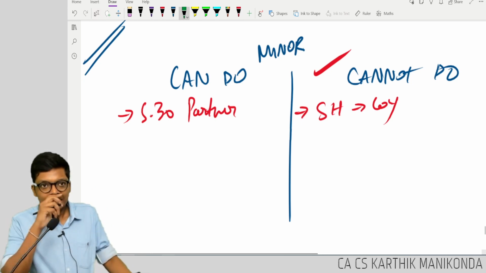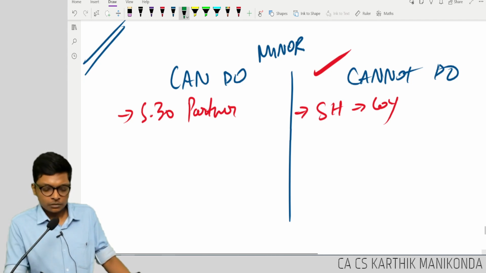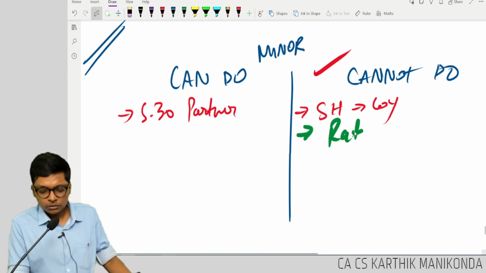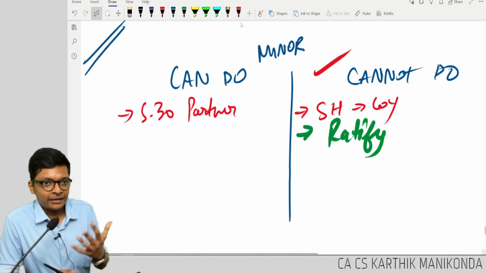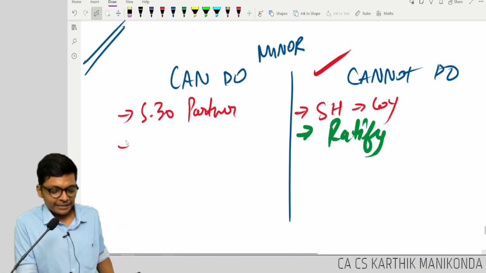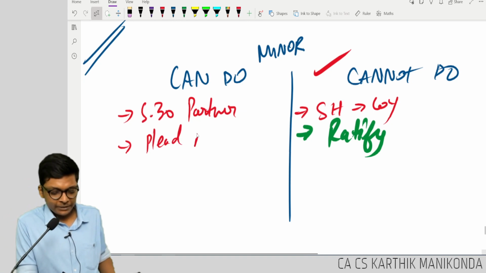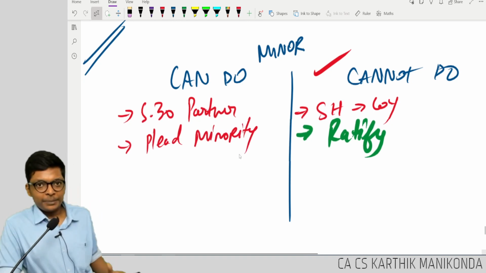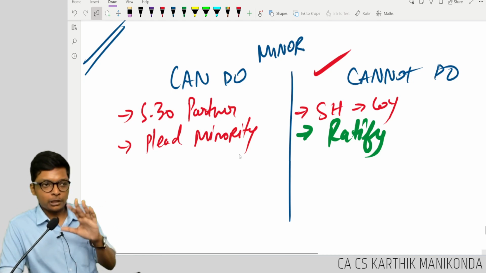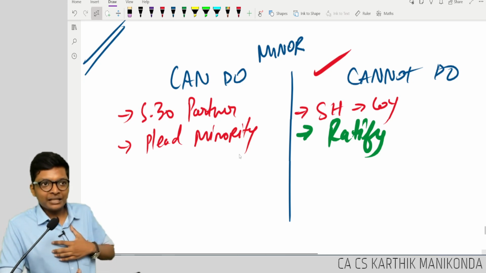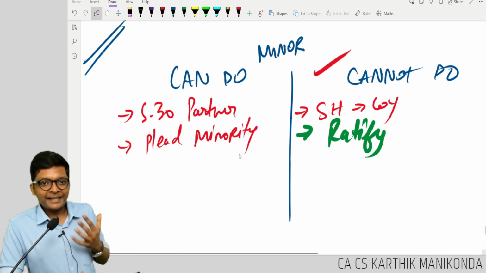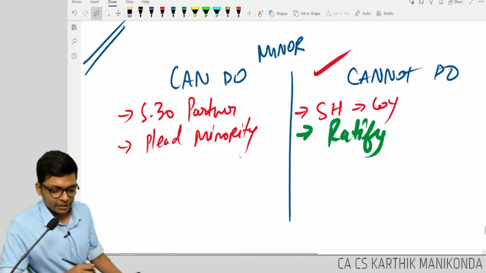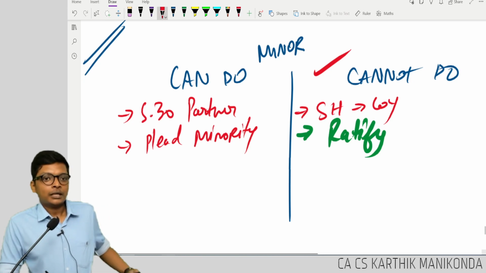Can a minor ratify an act? A minor cannot. Can a minor make a mistake and say, hey, I'm a minor? Yes, a minor can plead minority. Being a minor is an excuse if you make a mistake, but the law is slowly changing. The law thinks a minor is innocent, but nowadays the minor's innocence doesn't make sense. Okay. Next one, guys.